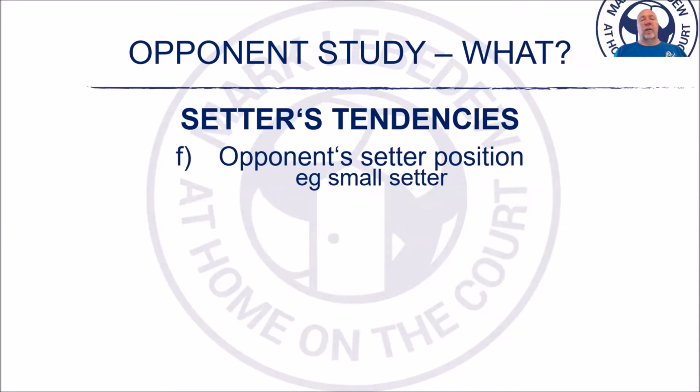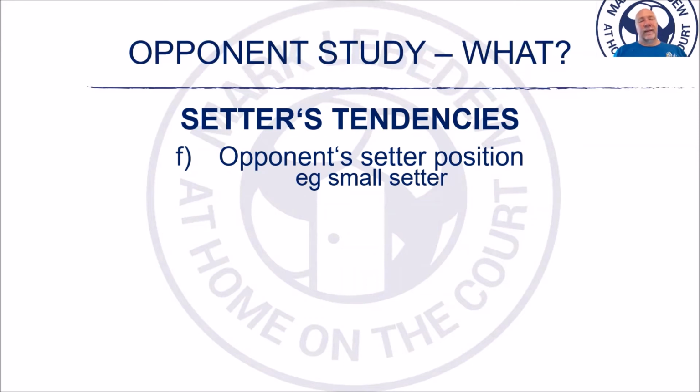This is another one of my favorites. So where does a setter set compared with the opponent's rotation? And this is especially the case if you're a team with a small setter. Not all opponents take advantage of a small setter. They will use their normal tactics always, their normal offensive principles, but some teams, of course, will really target a small setter, and that's something that we should know in advance if we can.